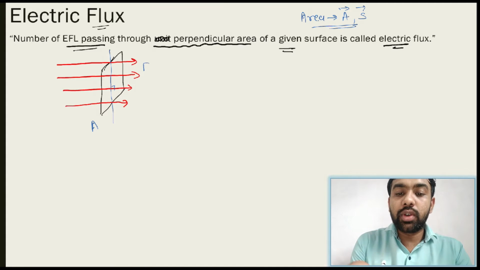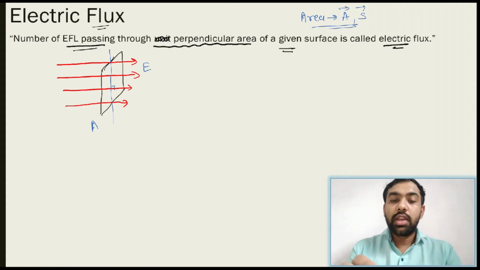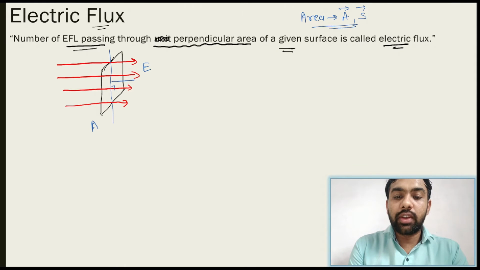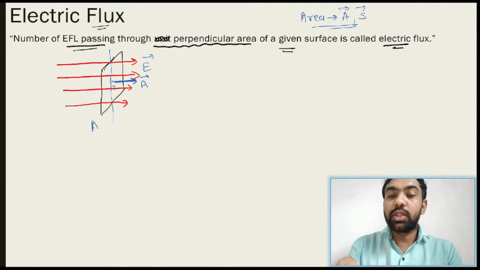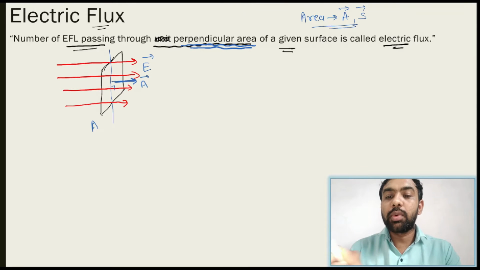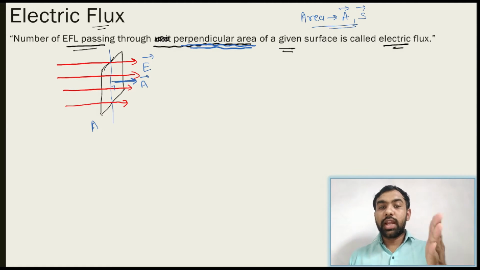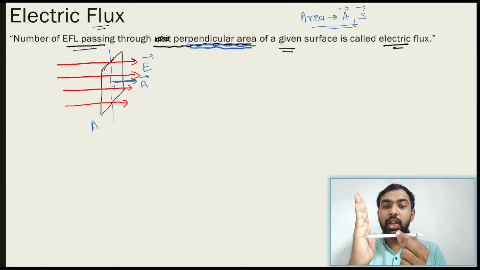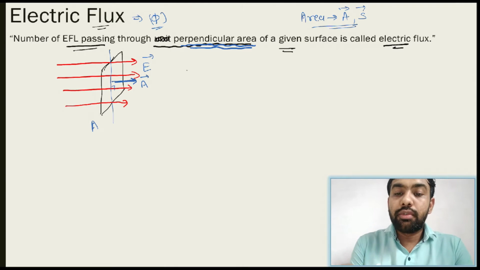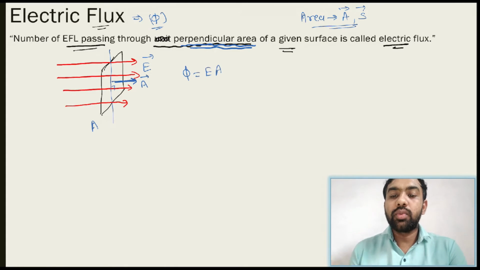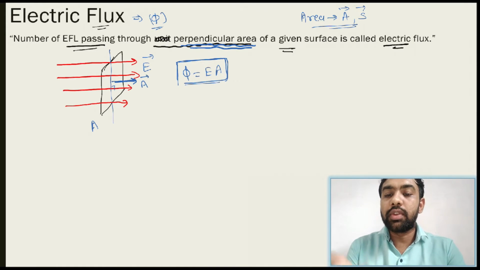If the electric field is E and the area is A, then this is the area vector. Right now the electric field lines are passing through the perpendicular area, meaning a perpendicular surface. So right now the electric field and surface are perpendicular to each other. In this case, how do we give the electric flux? The symbol of electric flux is denoted by phi. So phi is equal to E into A, electric field into area. This is the simple definition of flux.